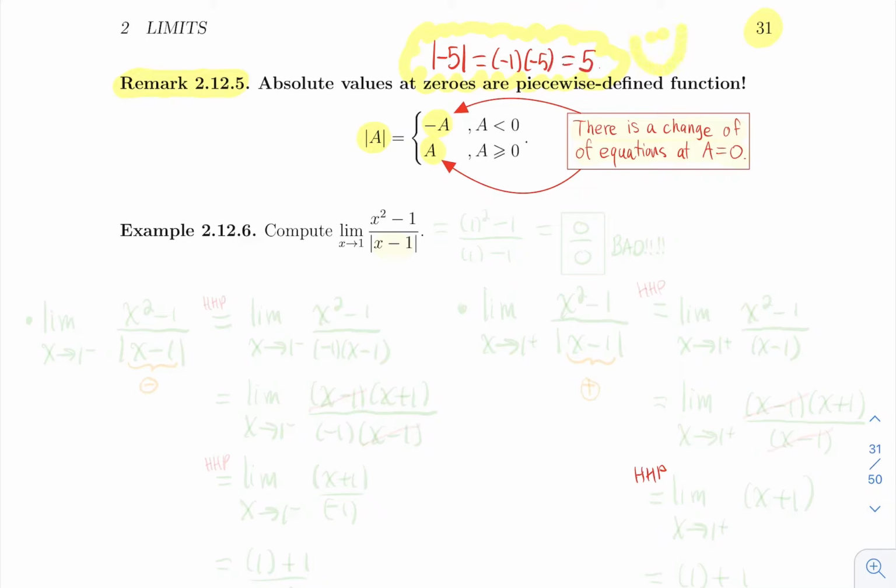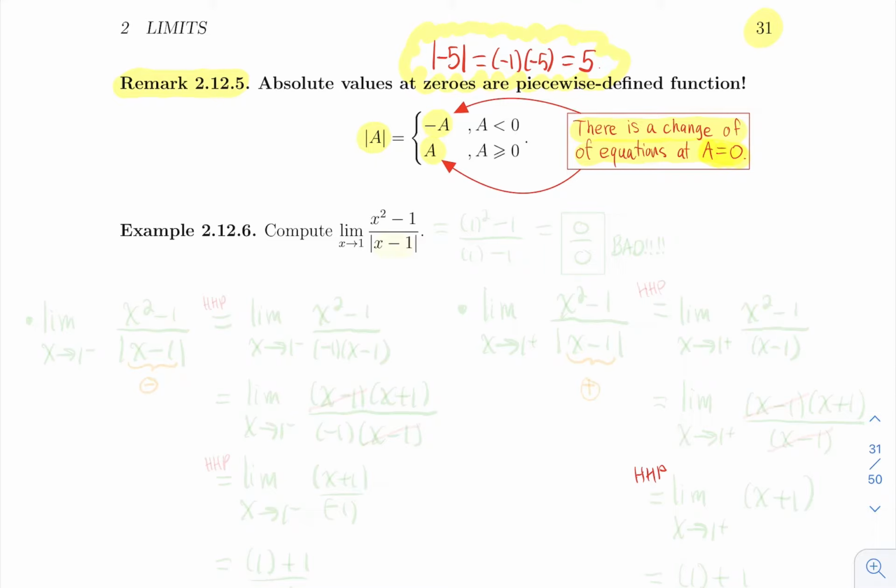So in other words, we are changing equations for the absolute value of the expression whenever the expression is equal to 0. So at 0, you could use a or minus a. Bigger than 0, you're going to use a. Smaller than 0, you're going to use -1 times a. So absolute values are going to be considered as piecewise defined functions.